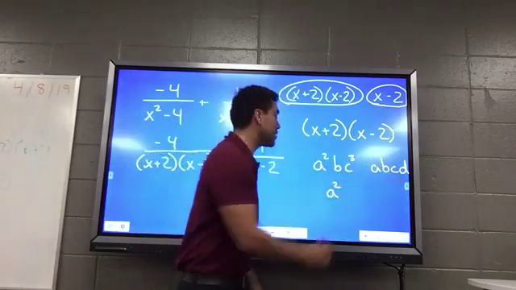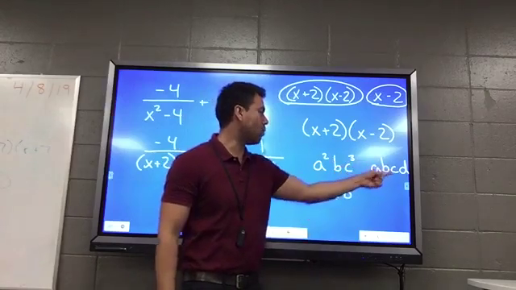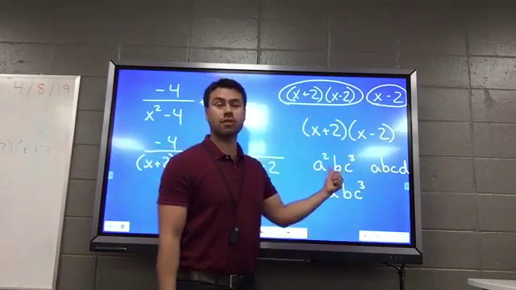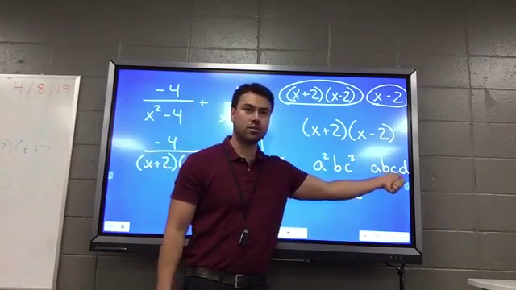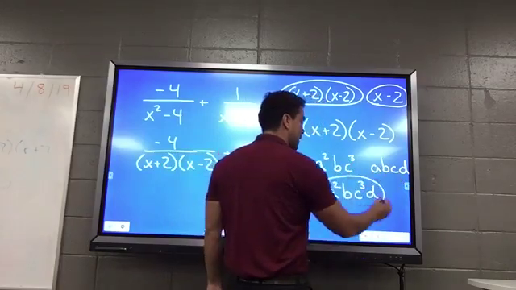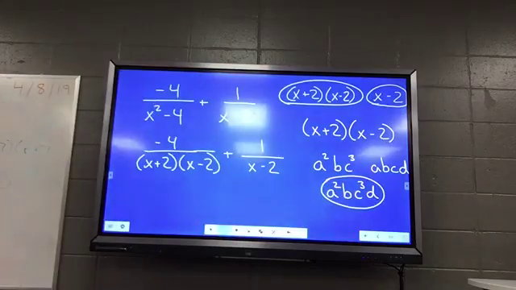How many times is B used here? Once. So I'm going to use it once. How many times is C used? 3 and 1. So I'm going to use it 3 times. How many times is D used in the first one? 0. How many times is it used in the second? So I'm still going to use it only once. That is the LCM of those two. So you're doing the same thing up there. It's just weird because they're binomials.